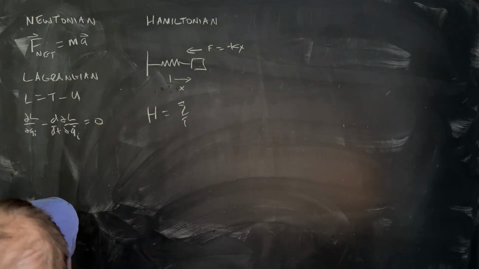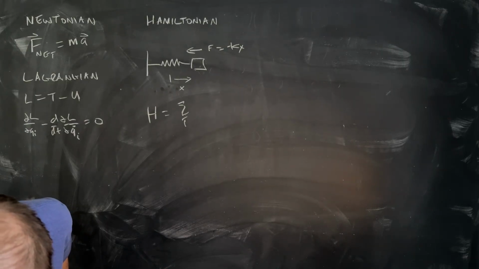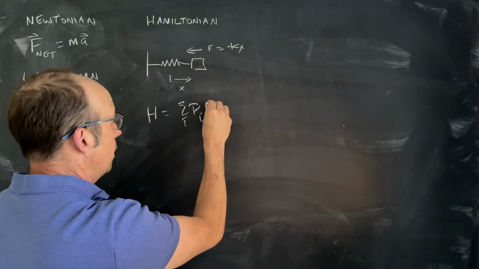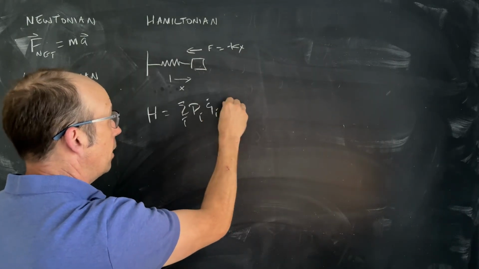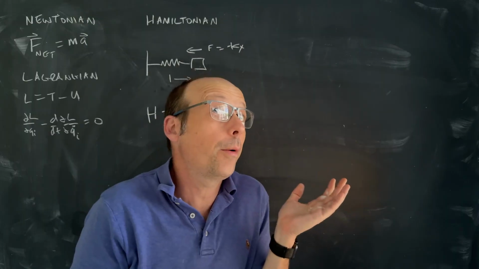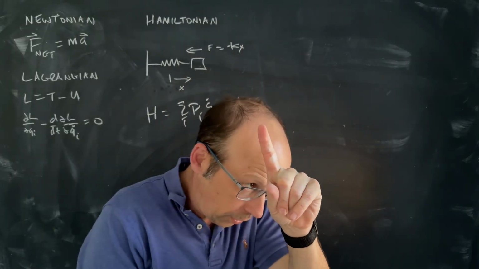I don't use Hamiltonian that much. I wrote it down. p_i q_i dot minus the Lagrangian. So right there you say, well, I have to have the Lagrangian anyway. Why would I do Hamiltonian? We'll get to that at the end. We're going to do it the whole way.